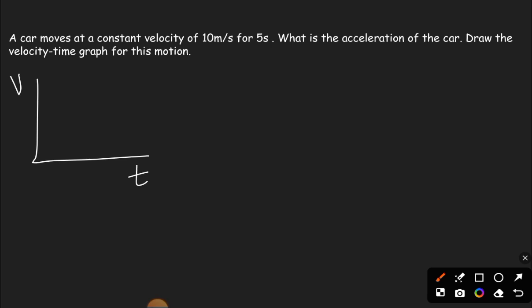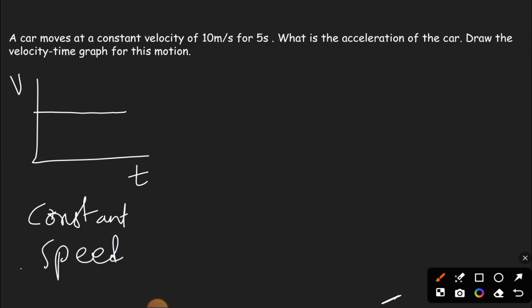Now, when we say constant velocity, it simply means constant speed. So, it means you have your diagram looking like this. So this is a representation of constant speed or constant velocity, where a straight line is parallel to the x-axis. So throughout the questions, anytime you see constant speed, this is how our diagram is going to look like. The line is going to be parallel to the x-axis.